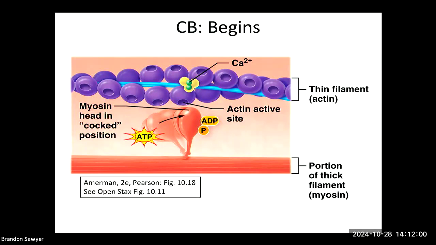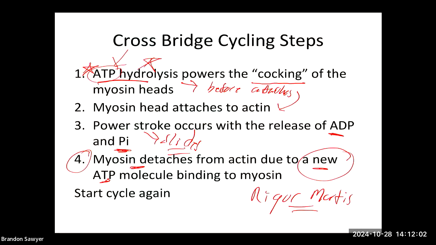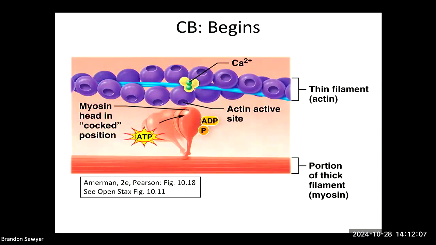Okay, so let's walk through these steps here. So here's our primary steps, and then these are just kind of the images of that, okay? So again, step number one here, we can see ATP becoming ADP and phosphate, okay? So we see the breakdown of ATP happening. We see the hydrolysis of ATP happening, okay?